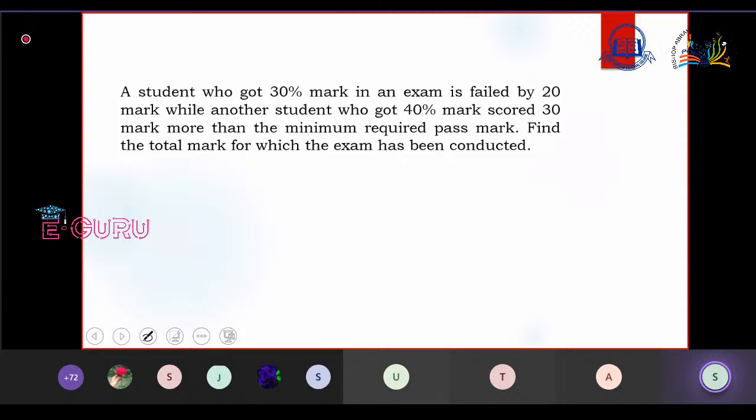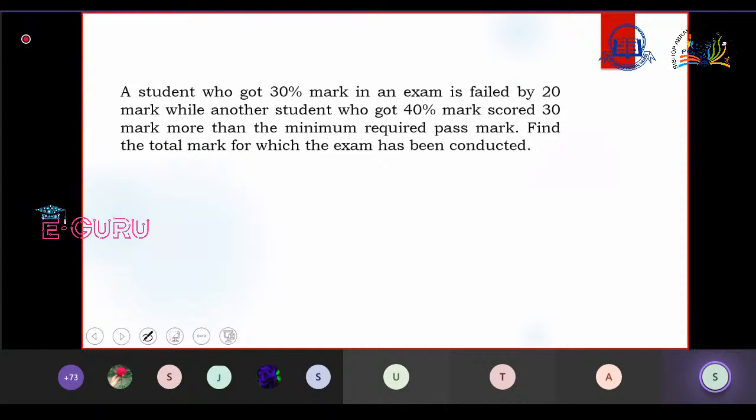It is given that a student who got 30% marks in an exam failed by 20 marks, while another student who got 40% marks got 30 marks more than the minimum required pass mark. Find the minimum required pass mark. Also, we need to find out the total mark for which the exam has been conducted.